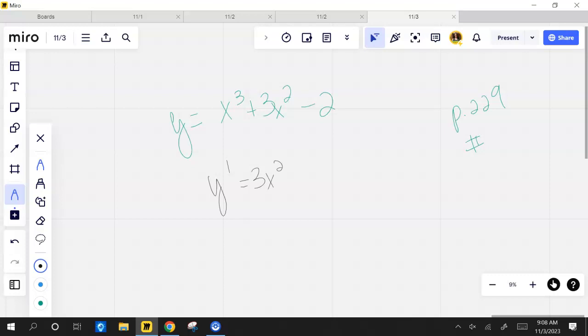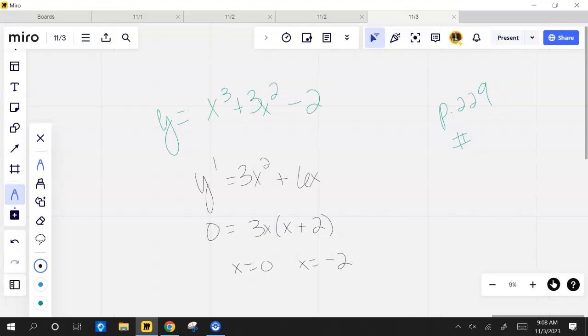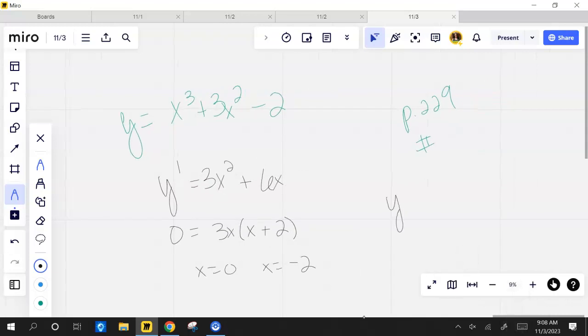3x squared plus 6x. Yes? Where does that equal 0? At 0. Now find the second derivative and plug these points in, right? So what's the second derivative at 0? That's positive 6.